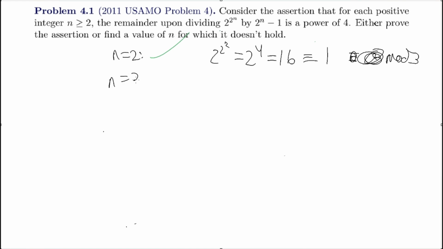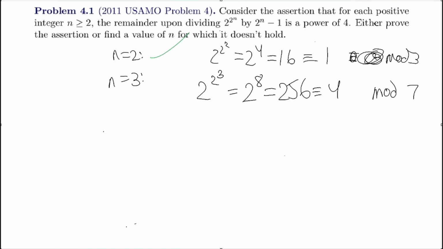Now what about n equals 3? Well, then we have 2 to the 2 to the 3, which is equal to 2 to the 8, and that's 256. And then we want to take it mod, then 2 to the 3 minus 1 is 7. And when we take it mod 7, we end up getting that it's 4. And 4 is obviously a power of 4, so it works out. Now what about n equals 4?